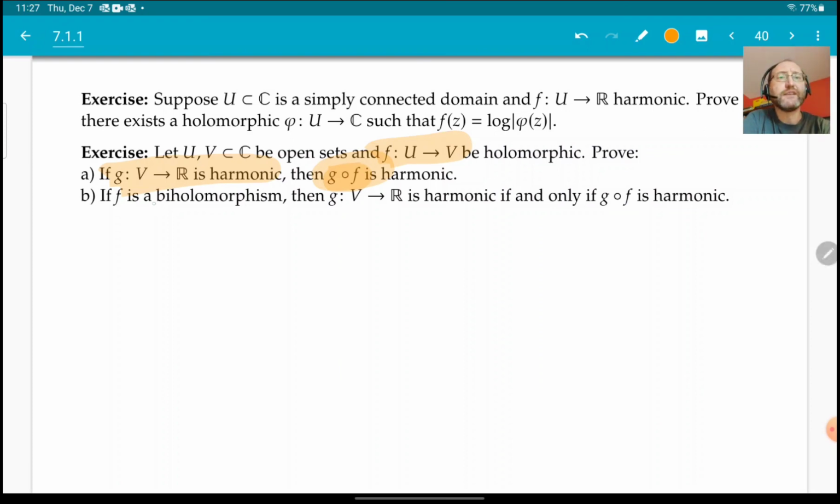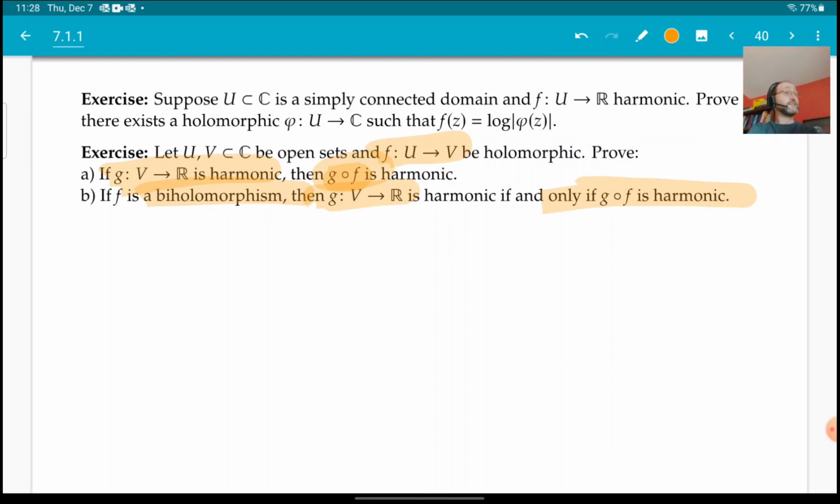And related to that is that if f is actually a biholomorphism, and that just follows from part A, or you should be able to prove it from part A, then g is harmonic if and only if g composed with f is harmonic, right? So you can check for harmonicity on either the source or the target, on U and V. And biholomorphic functions just completely preserve the set of harmonic functions.